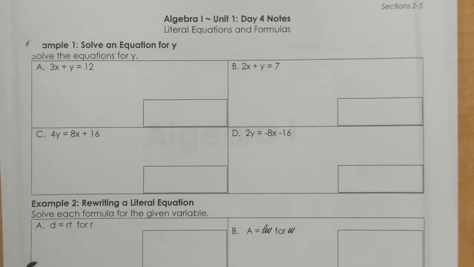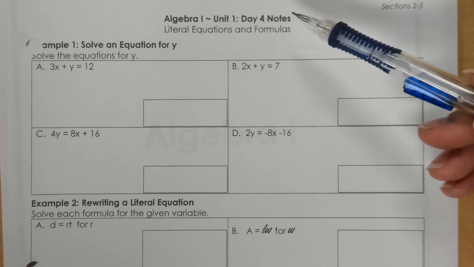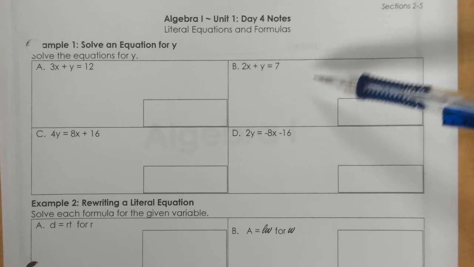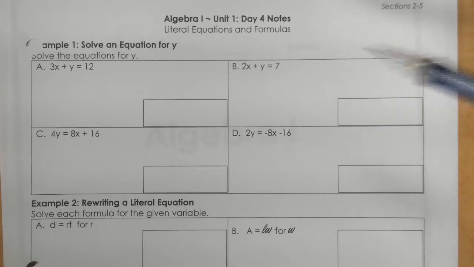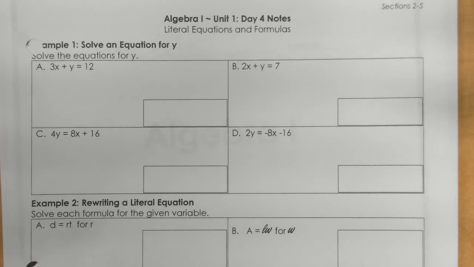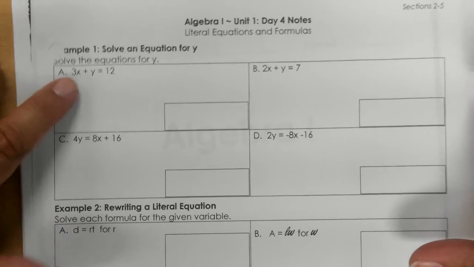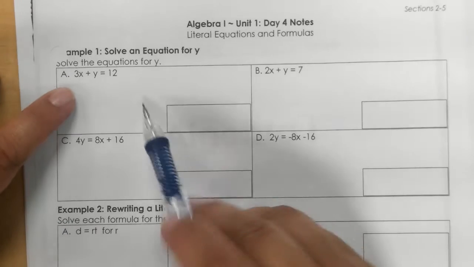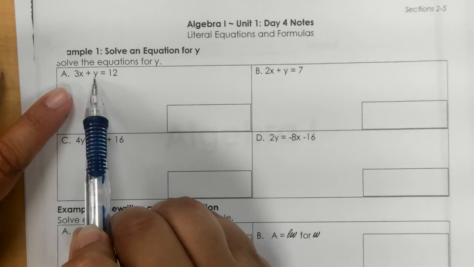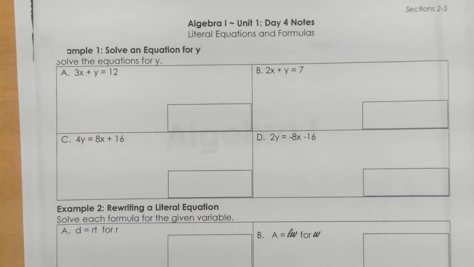For day 4 notes, this topic is called literal equations and formulas. And the goal is you want to rearrange your equation that you're given or your formula to get one variable or letter by itself. So if I look at letter A here, it says 3x plus y equals 12. And our goal is to get the y by itself. And whenever we do that, we want to have the y be positive. You want the variable to be positive.